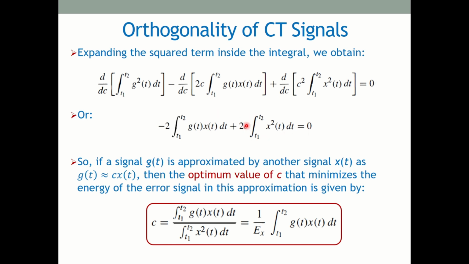So from this expression we need to find the value of c. Now if we rearrange it, the value of c that we get is equal to this, right? So if a signal g(t) is approximated by another signal x(t) as c x(t), then the optimum value of c that minimizes the energy of the error signal in this approximation is given by this expression. In this expression, if you look at the denominator, this is the equation for energy of x. So we replace it with Ex, and the rest remains as it is.